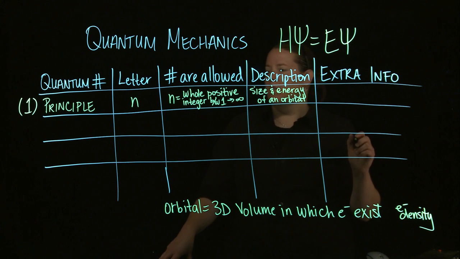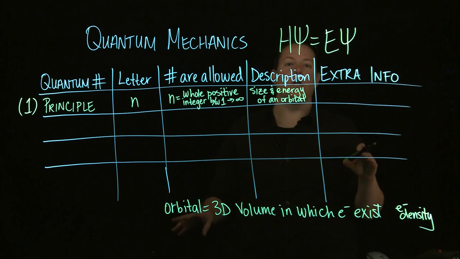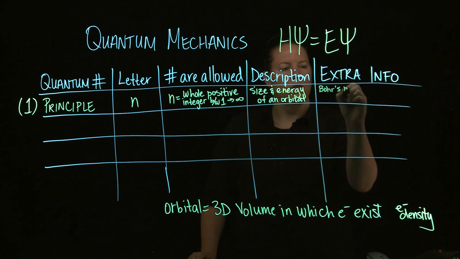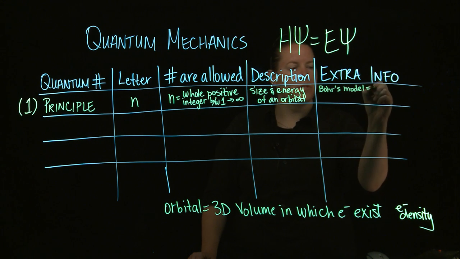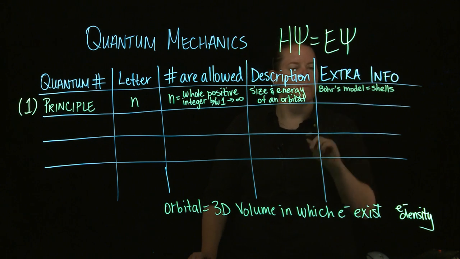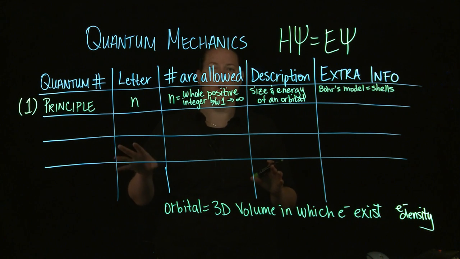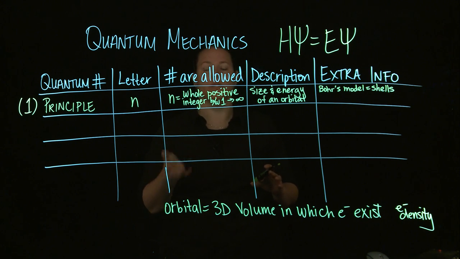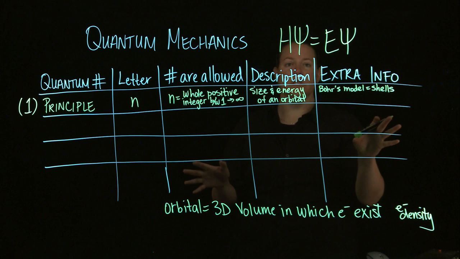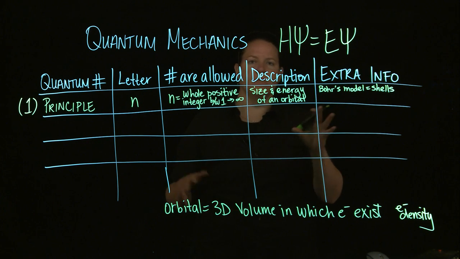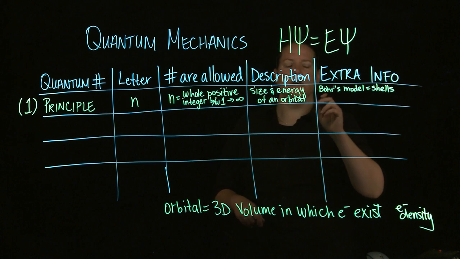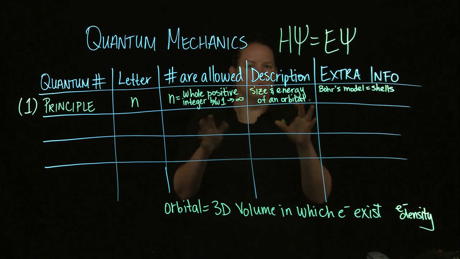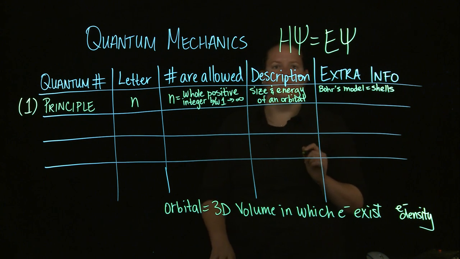The extra info here: this does correlate to the Bohr model. In Bohr's model, this was equal to the shells. This is a departure between Schrodinger, the modern model we use today, where we treat electrons as waves, versus Bohr, who treated electrons as particles and did the planetary model, which looks kind of like a dartboard. This was equivalent to his shells, his numbered orbits, not orbitals, around the nucleus.